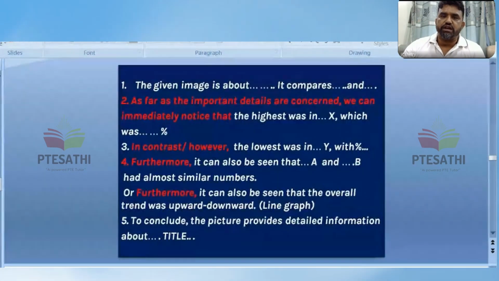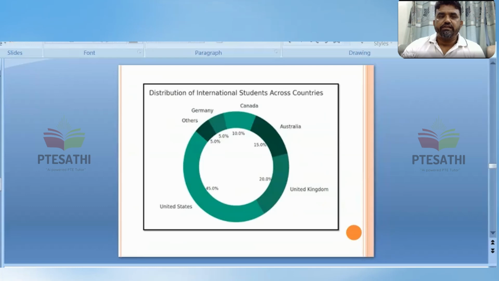So if you go with this structure to describe this image, your answer can be: The given image is a pie chart that describes international students across countries. Also, it compares Canada and Australia. As far as the important details are concerned, we can immediately notice that the highest percentage was in the United States, which was 45%. In contrast, the lowest was in Germany, which was 5%. Furthermore, it can also be seen that Canada and Australia had almost similar percentages. To conclude, the picture provides detailed information about international students across countries.